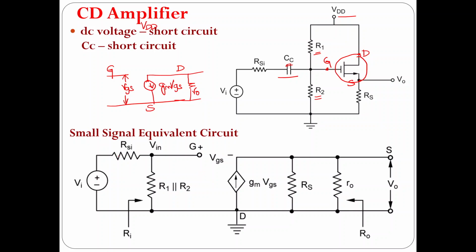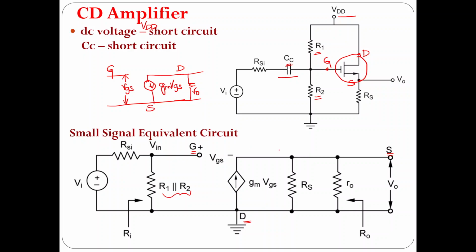So, Vi followed by RSi. Now, capacitance shorted. See, look at this R1 and R2, how they are connected. R1 and R2 are connected in parallel. Now, since it is a common drain amplifier, gate is going to act as an input terminal, source is going to act as an output terminal and drain is going to act as a common terminal.